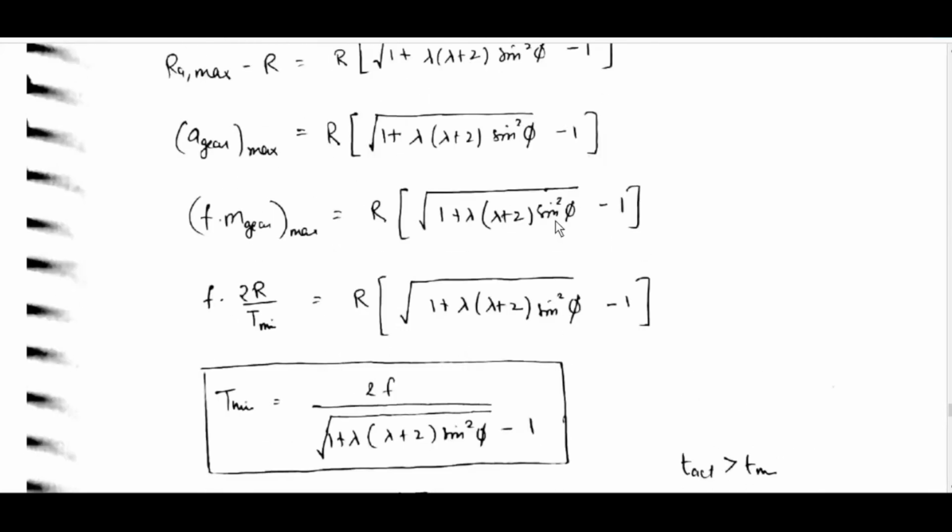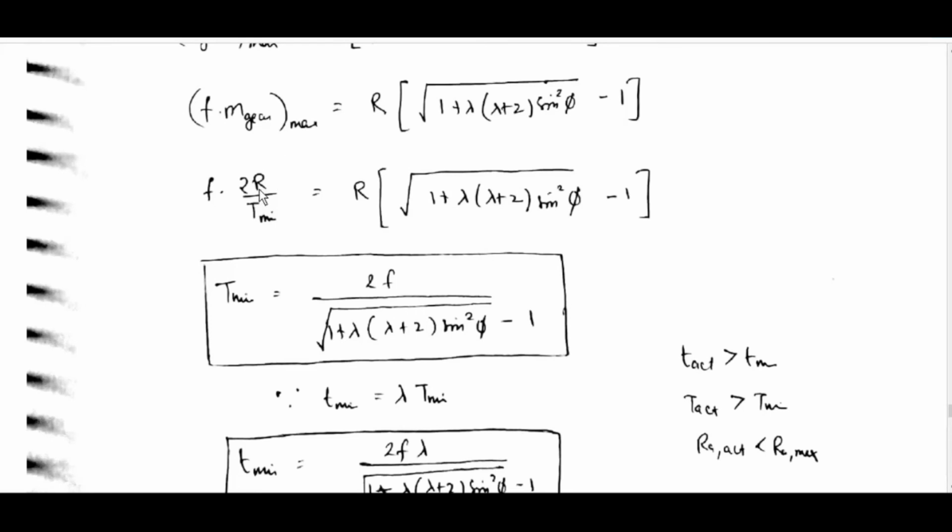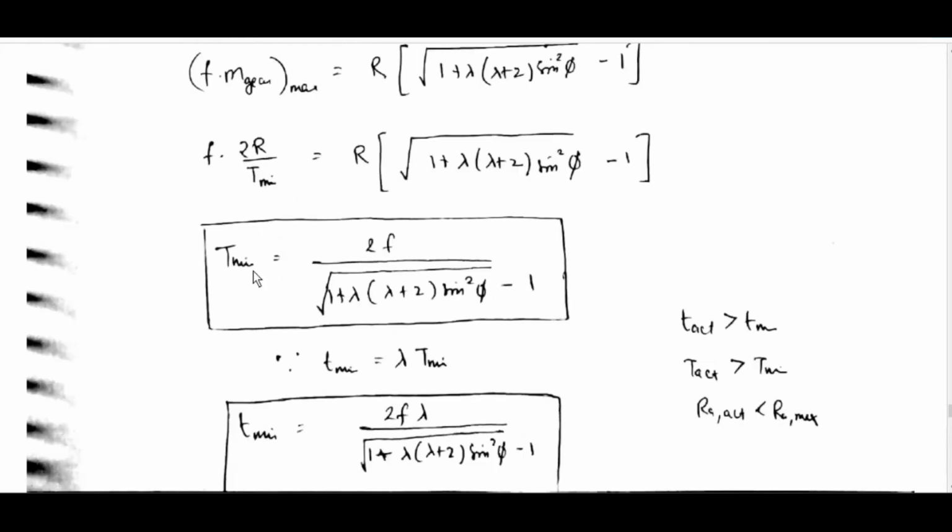A gear max is equal to capital R into root of 1 plus lambda into lambda plus 2 sine square phi. If we write A gear as F M gear in max, and M gear as 2R by T, R will cancel.